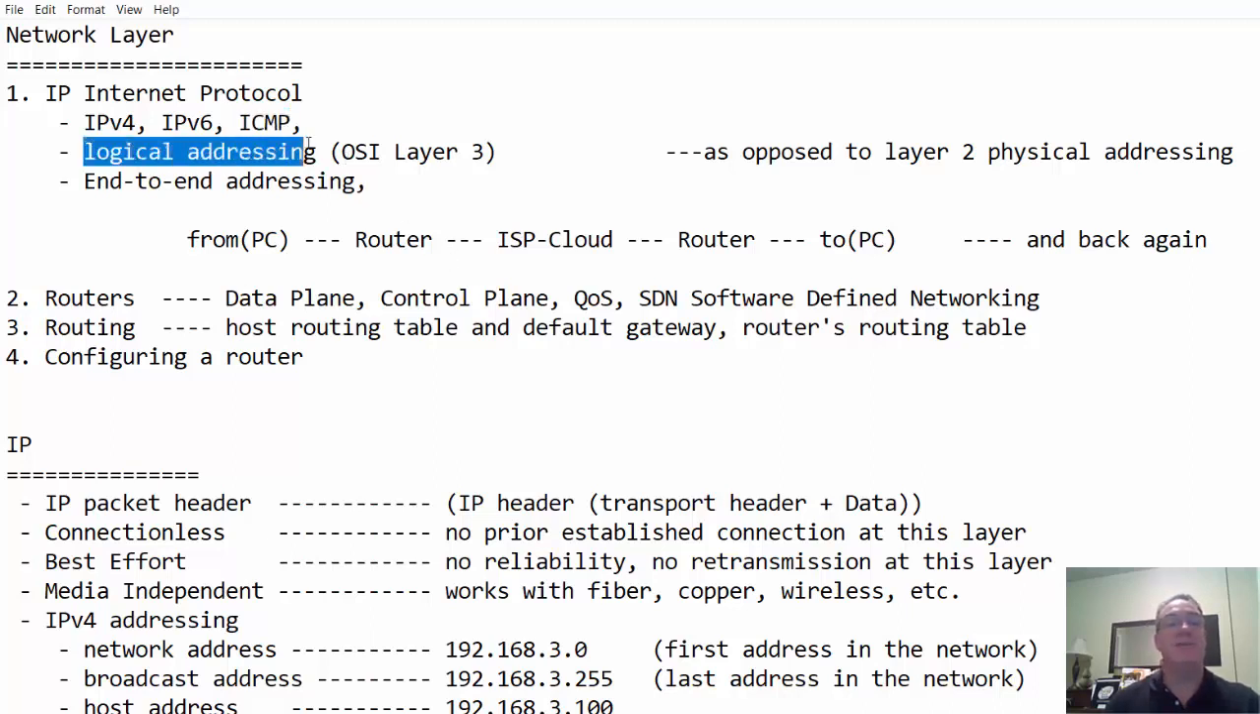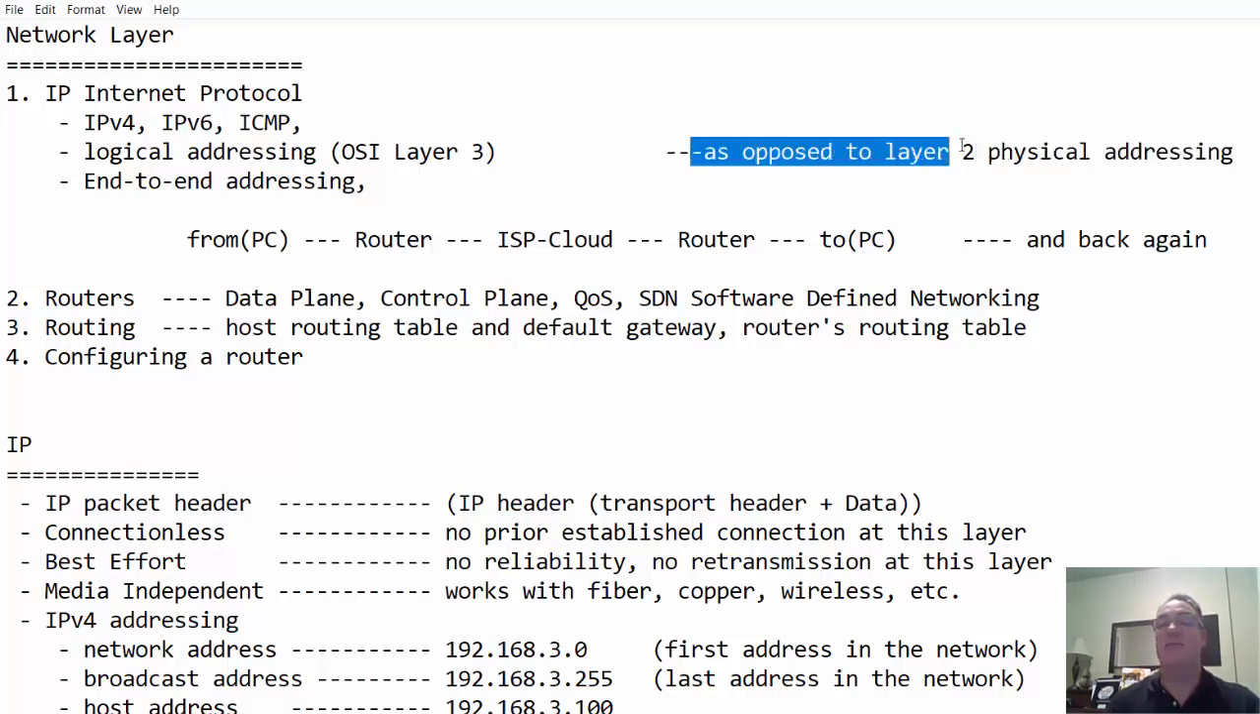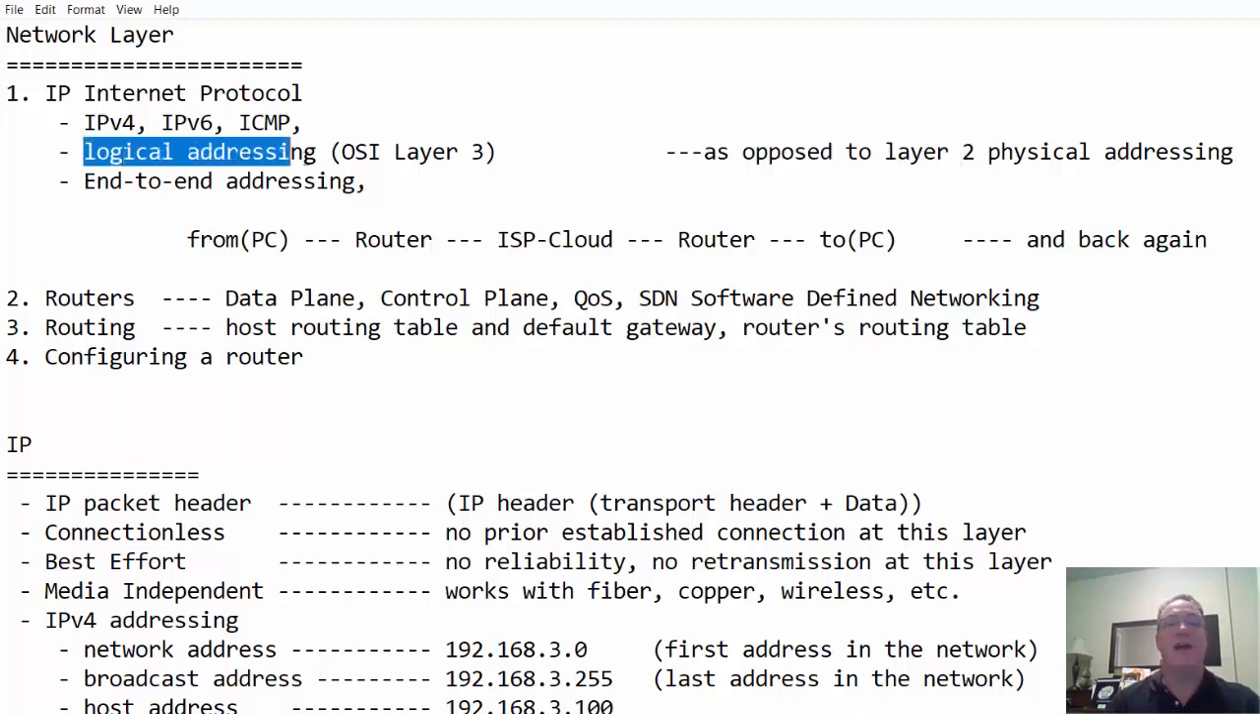And then logical addressing. IP addressing is logical addressing, as opposed to layer 2 physical addressing, which is MAC addresses. MAC addresses are burned into the network interface cards, into your network adapter, and we call those physical addresses. Those are MAC addresses on an Ethernet LAN. But IP addresses are logical addressing at layer 3.